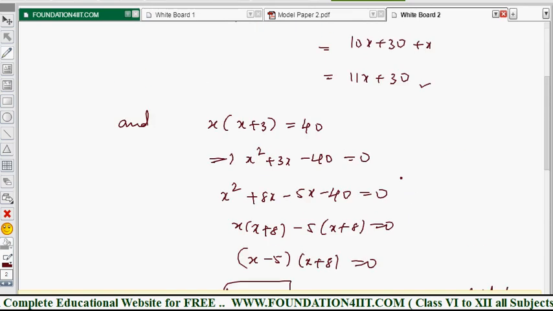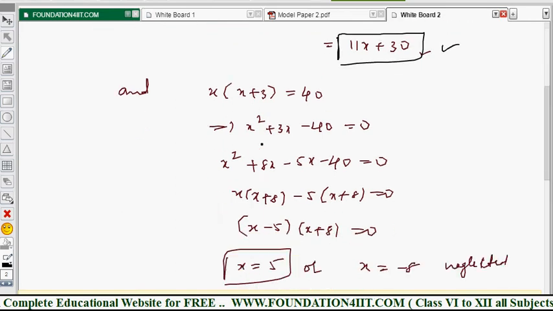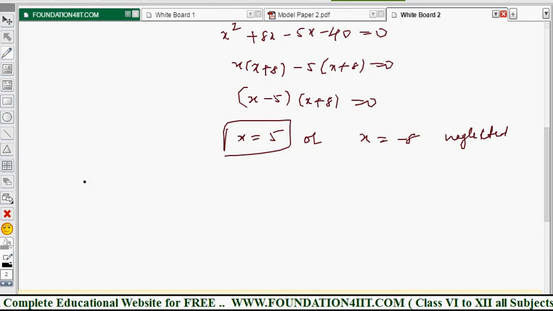Then the two digit number is 11x. According to our problem, 11x plus 30 is the two digit number. Then just substitute the x value here. Therefore, the two digit number we need to find out.